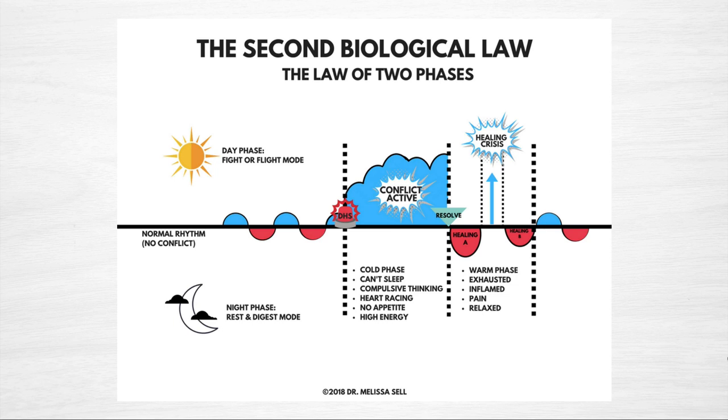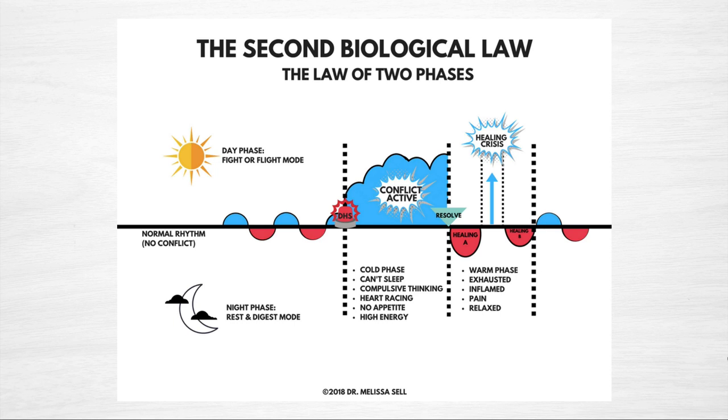Now, the moment you have a DHS, or the moment that you experience a devaluation or conflict of some sort, the body shifts modes because it goes from saying, okay, everything's okay, we're in a nice, normal rhythm, and then it says, okay, they're giving me signals that something is wrong, which means we have to adapt. And the adaptive phase is this cold phase. This is conflict active. This is prolonged sympathetic mode. And so this is where you've got cold hands and feet, you can't really sleep, or you wake up during the night, compulsive thinking, heart racing, no appetite, your energy is higher. And so that's going to continue until the moment that you resolve the conflict.